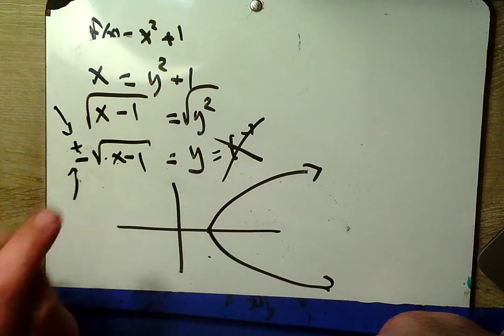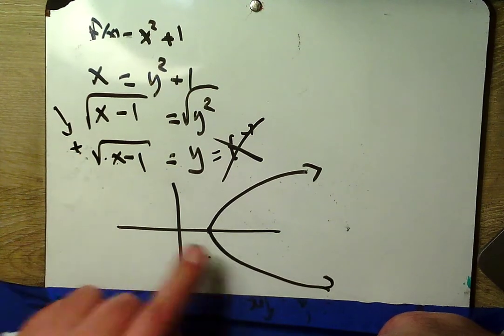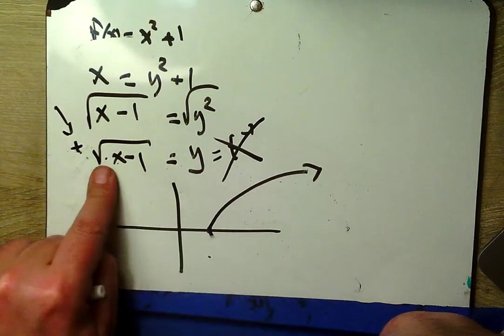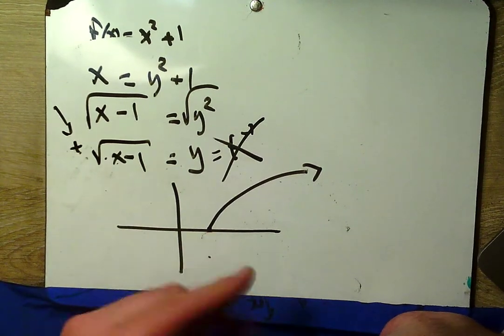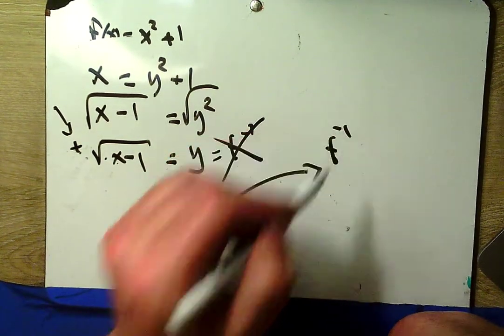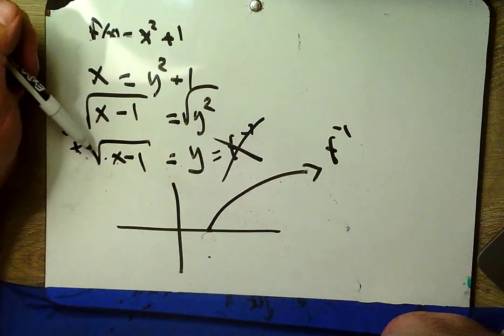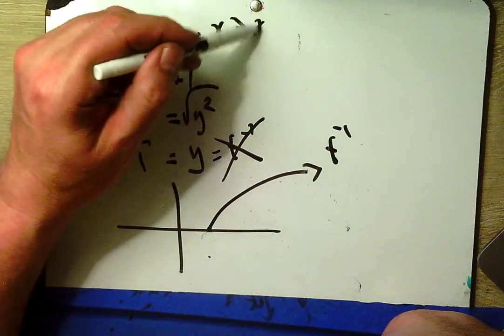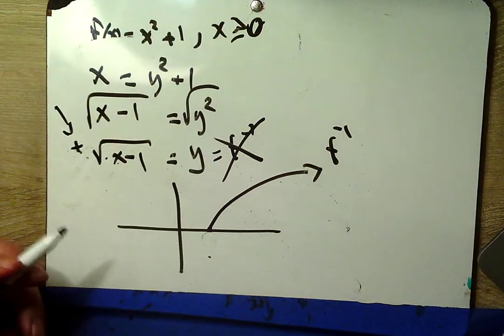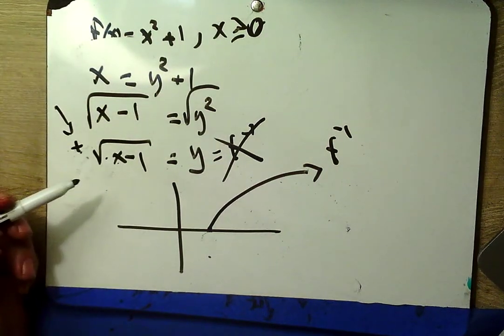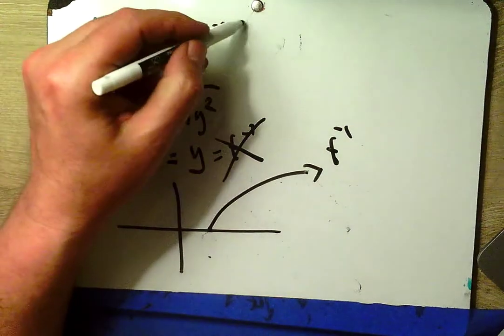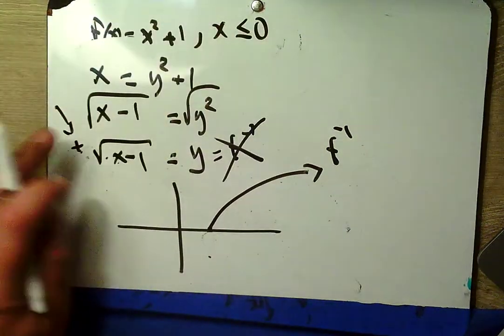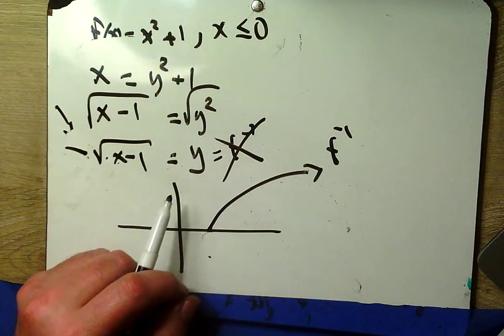But if I look at only part of this, then that is a function, and I can have an inverse. And that means this. X has to be greater than or equal to 0. So if I wanted x less than or equal to 0, this would be the minus thing.